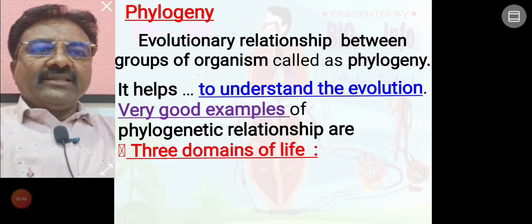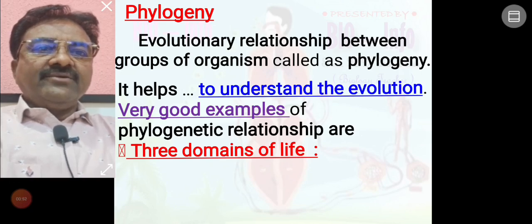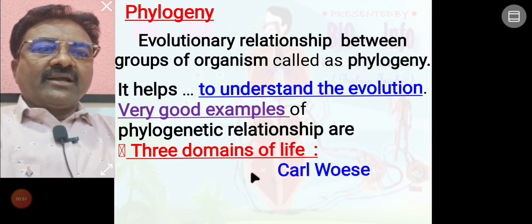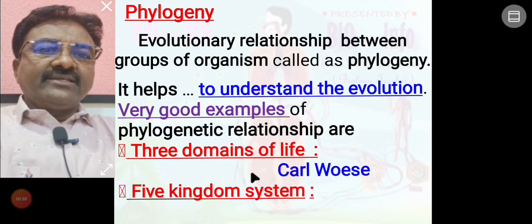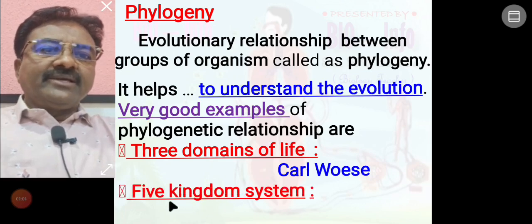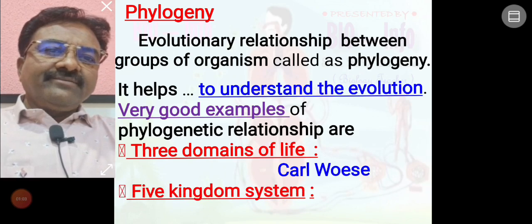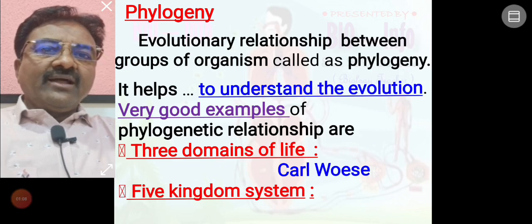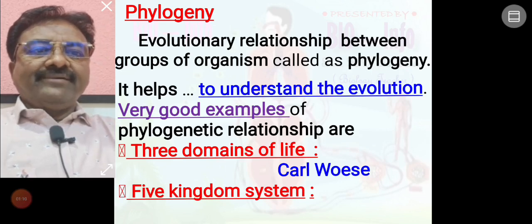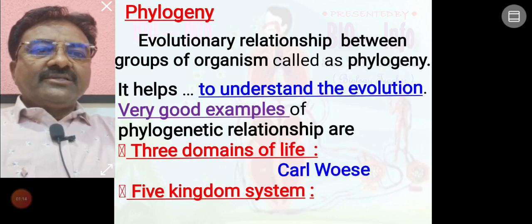First one is Archaea, then Bacteria, then Eukarya. Such three domains of life were proposed by Carl Woese. The second example is the five kingdom classification. In that, five different kingdoms: number one Monera, then Protista, Fungi, Plantae, Animalia. So such five groups completely depend on evolution.